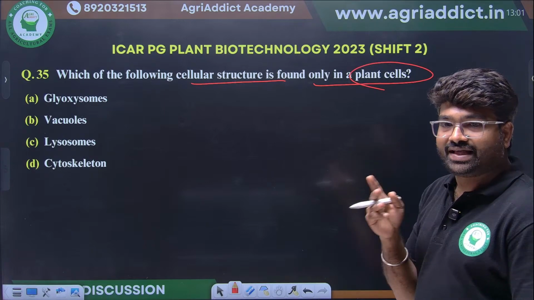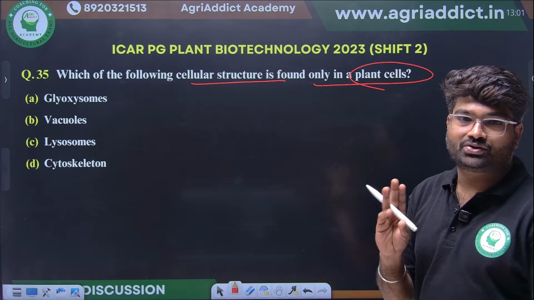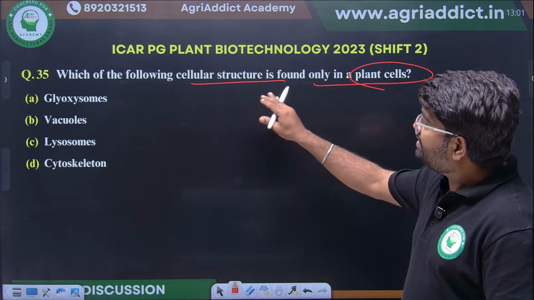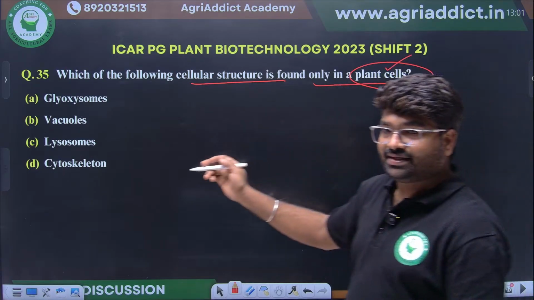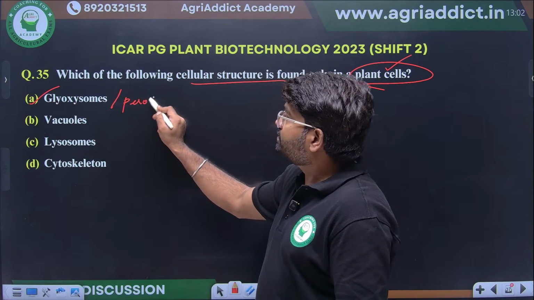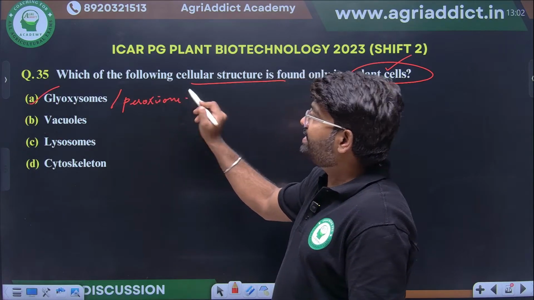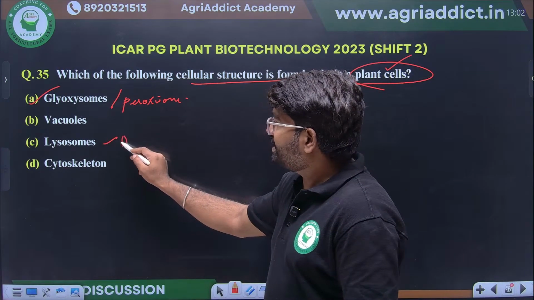Which of the following cellular structures is found only in plant cell? Continuously three questions they have asked about cells and cell components only. Glyoxysomes are peroxisomes that will be present specifically in plant cells. This other one will be present specifically in animal cells.